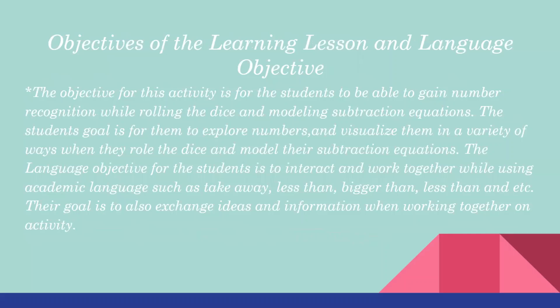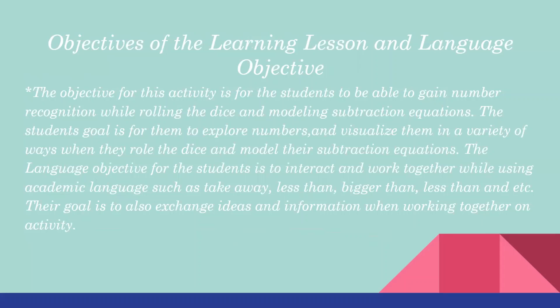And then the objectives of the lesson and the language objective. So the objective for this activity is for the students to be able to gain number recognition while rolling the dice and modeling their subtraction equations. So the students' goal is for them to explore the numbers and visualize them in a variety of ways when they roll the dice and when they're modeling their subtraction equations.